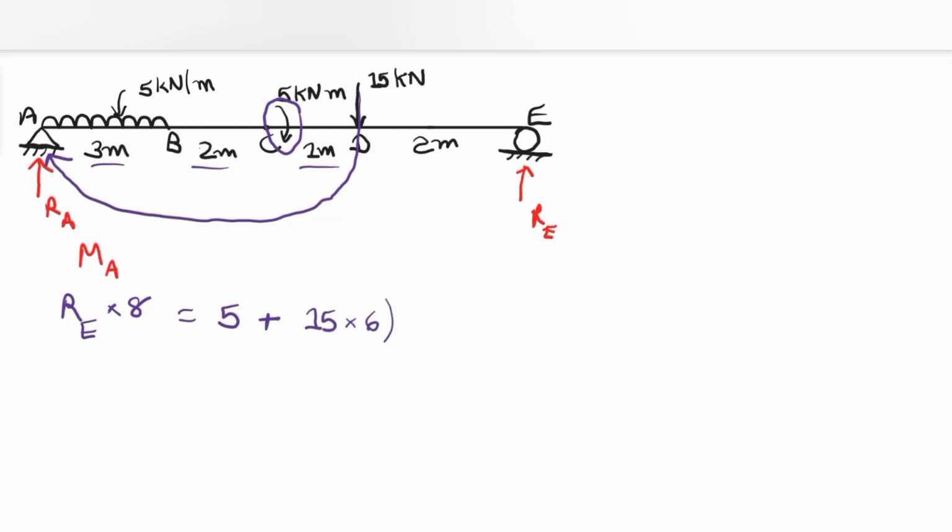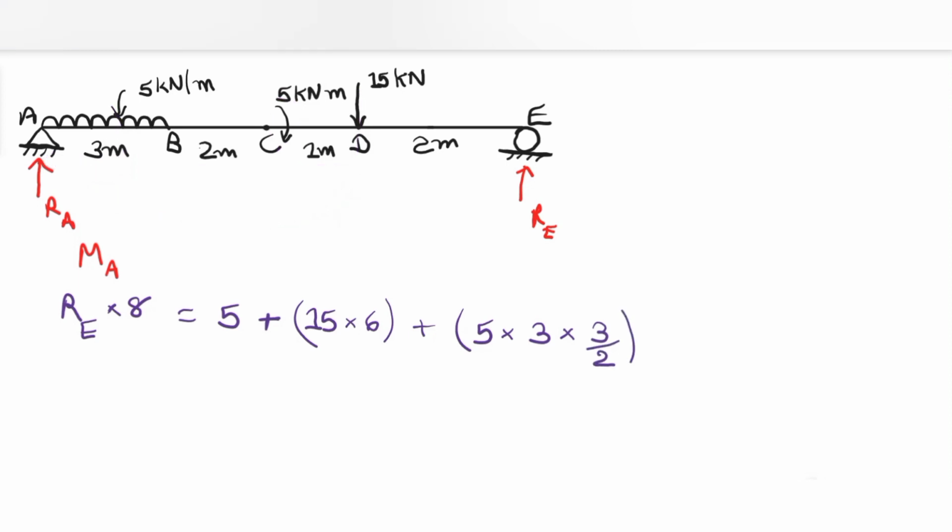Then we have 15 kilonewton load. Perpendicular distance is 3 plus 2 plus 1, which is 6. So 15 into 6. And then we are having this 5 kilonewton per meter, so it will be 5 into 3 into half of the length, which is 3 by 2. That is 8 RE is equal to 117.5, and we get RE is equal to 14.68 kilonewton.